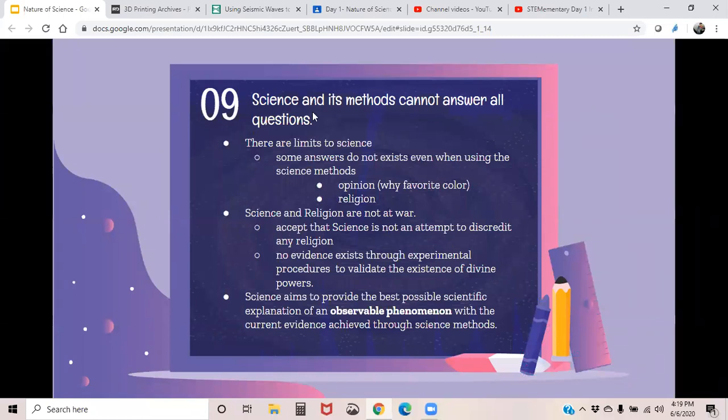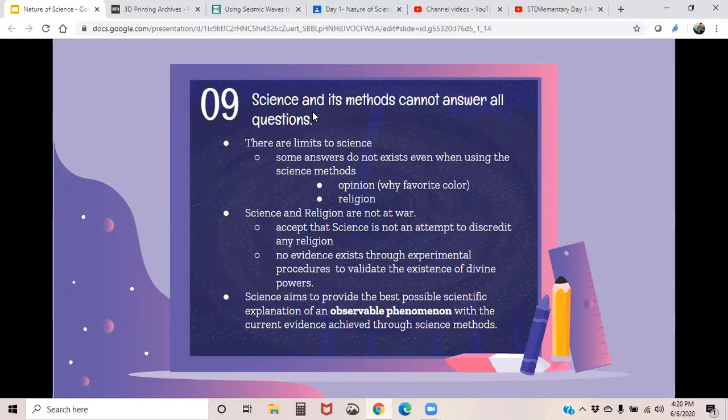All right, and the last one, science and its methods cannot answer all questions. And this is super true. You gotta keep in mind, there are limits to science. Some answers do not exist even whenever we try to do the scientific method or do science methods on them. And why? Because people have opinions. We'll never be able to answer, why is that your favorite color, right? Why do people have favorite colors? We won't ever really know the answer to that. There's no way to provide enough evidence to even get close to an explanation for that.